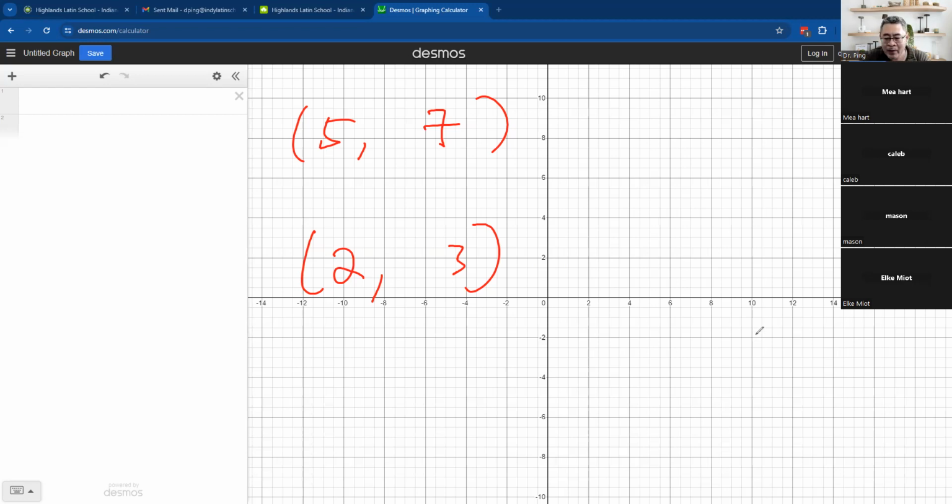Yeah, you need to find both the slope and also the y-intercept. So we need to know what is our M and what is our B.